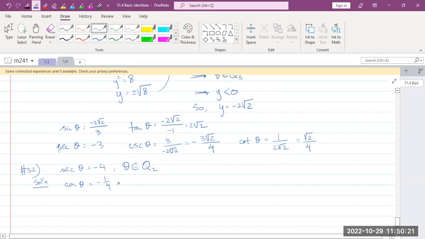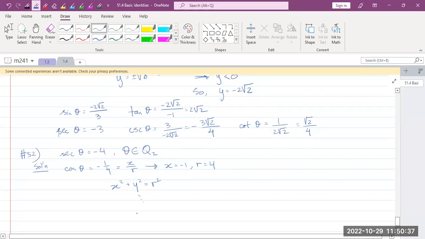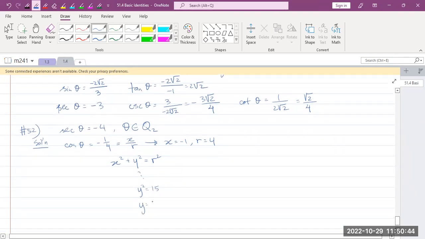Also we know that cosine theta is x over r. So we can assign x to be negative 1 and r equals 4, by the Pythagorean theorem y squared equals 15. So y equals plus or minus square root of 15, right? But because theta is in quadrant 2, the y is positive. In quadrant 2, any point has y positive. Therefore, the y here is square root of 15.